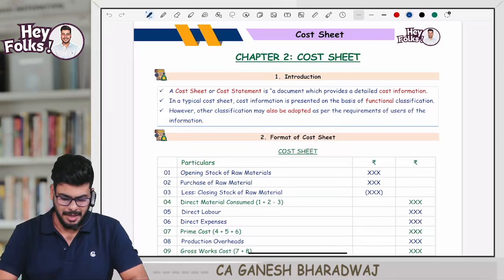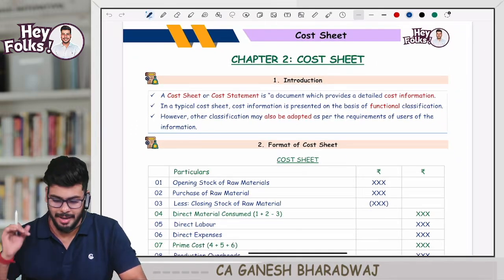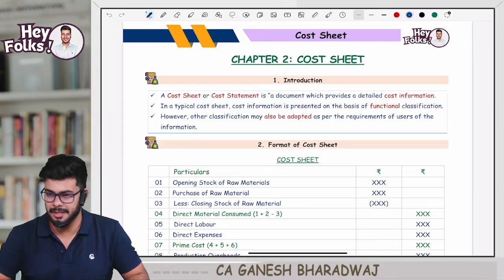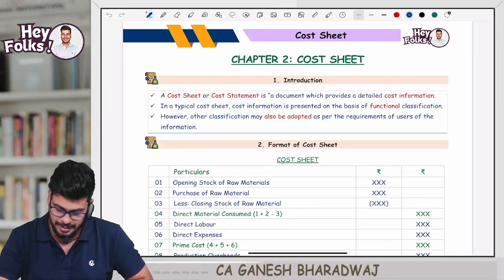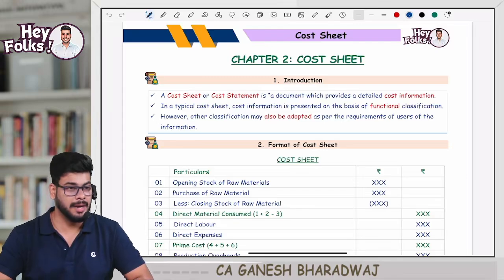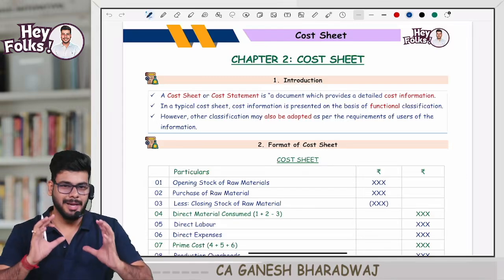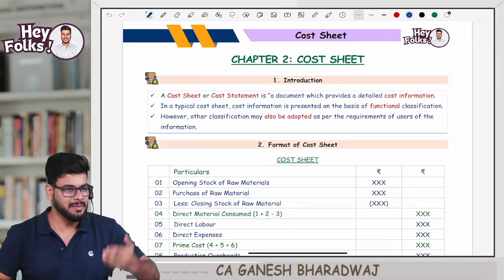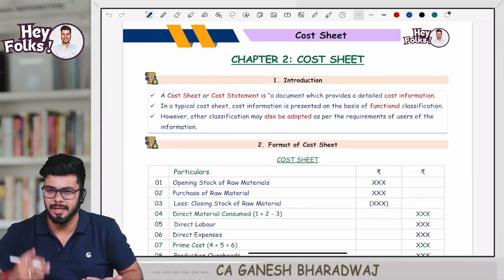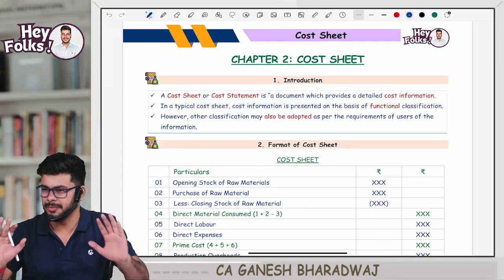So now let's get started with a brand new chapter called cost sheet. Shall we get started? Good. So let's get started with this chapter called cost sheet. Now, what do you mean by a cost sheet? Very simple. A cost sheet is nothing but a statement that contains the total cost plus profit that gives you the sales value. Clear with this?